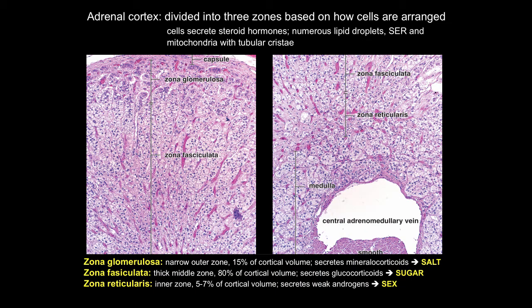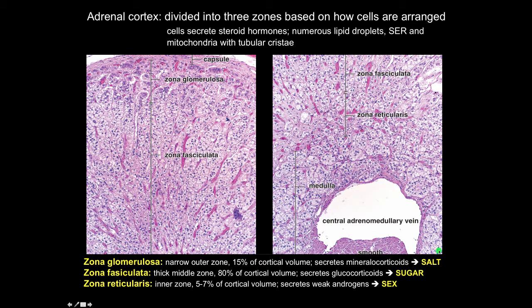As we've said, the adrenal cortex is divided into 3 zones based on how the cells are arranged. These are all steroid-secreting cells, so they have numerous lipid droplets in their cytoplasm. They have abundant smooth ER and mitochondria with tubular cristae. Cells in the zona glomerulosa, this would be the narrow zone in the outer part of the cortex, perhaps 15% of the cortical volume. These cells secrete mineralocorticoids. Cells of the zona fasciculata, the thicker zone of the cortex, perhaps 80% of the cortical volume, these cells secrete primarily glucocorticoids. They do secrete some weak androgens, but primarily glucocorticoids. Cells in the zona reticularis, the inner zone, maybe 5 to 7% of the cortical volume, secrete weak androgens primarily. They do secrete some glucocorticoids, but primarily weak androgens.